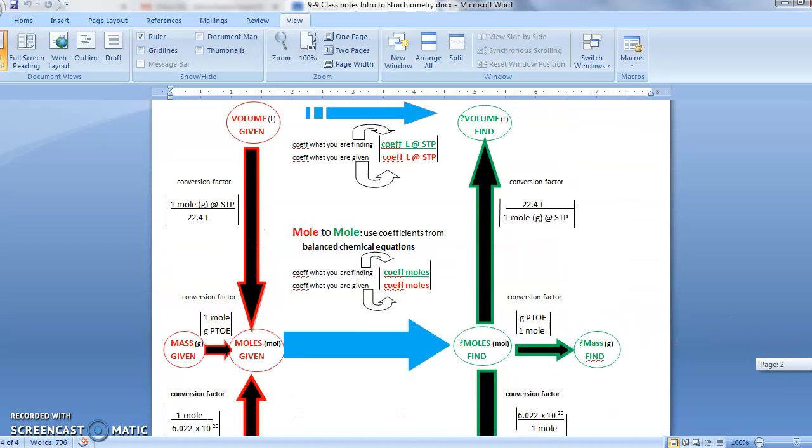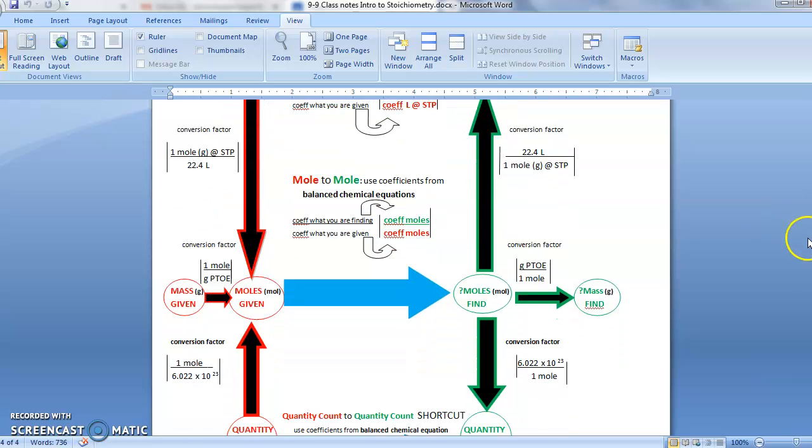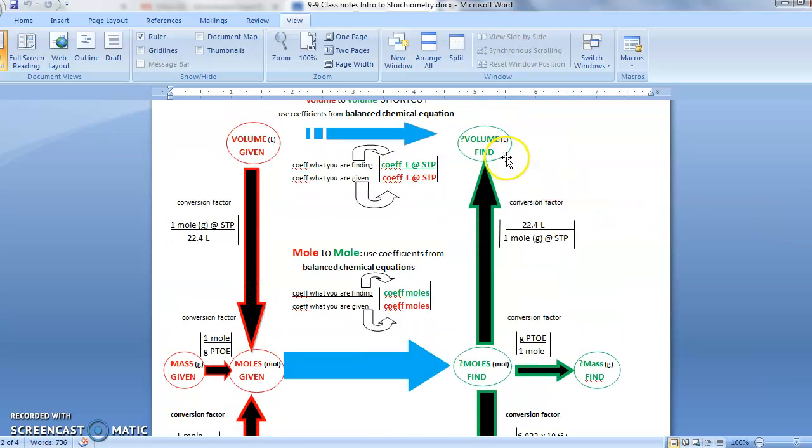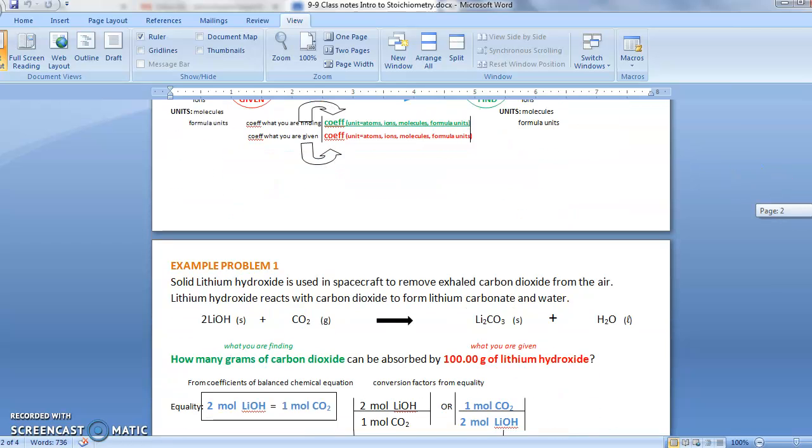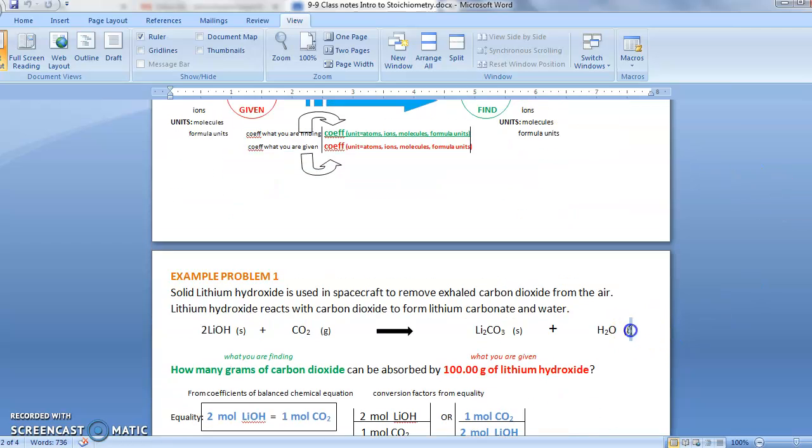Folks, on this chart, we can go anywhere. They could have asked us perhaps for volume of water, but here it's a liquid. So volume only works with gases. We'll be doing some practice problems with this. Good luck.